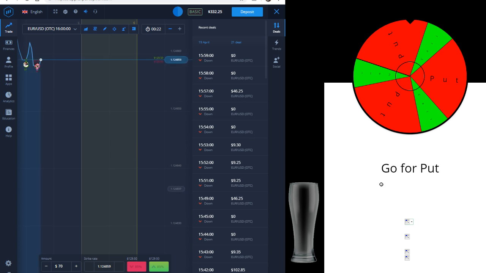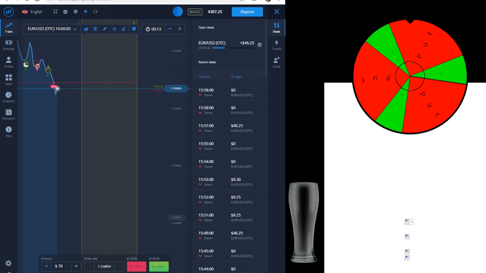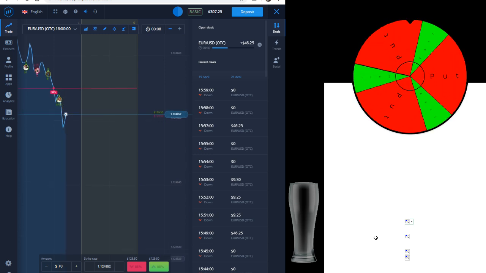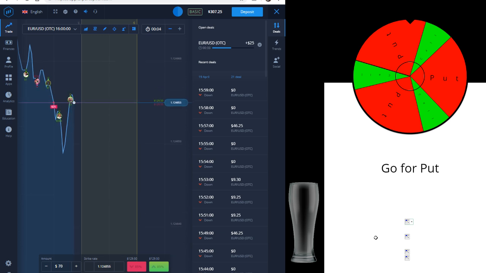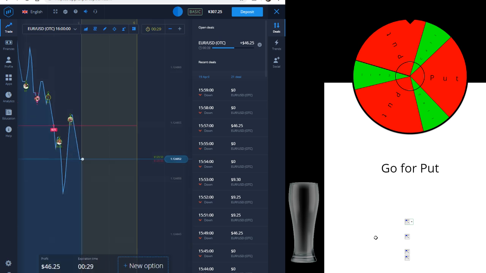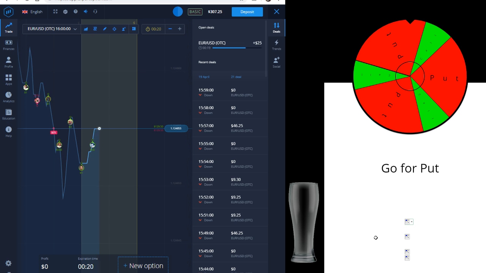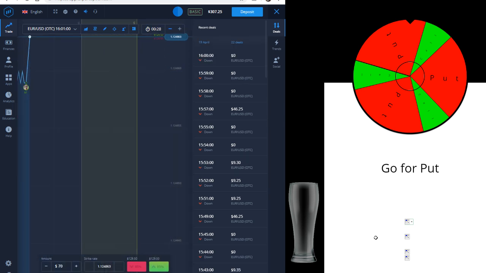Okay, surprise, surprise. We lost that one, so it's going to go to 25 for downwards. Let's spin the wheel just for fun. Okay, did we make that one? No, we didn't. Okay, so now it's going to go to $55.